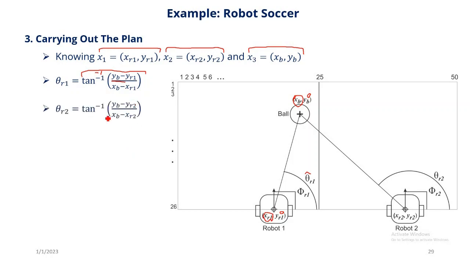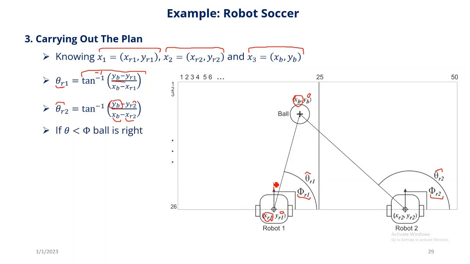In the same way, theta 2 is arctangent of yb of the ball minus y2 over xb minus x2. So if we successfully calculate this and this, and we know which orientation each of the robots is facing, those are all the data we need to know to determine whether the ball is to the left or to the right of a robot.